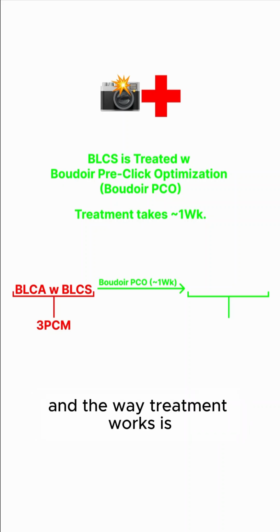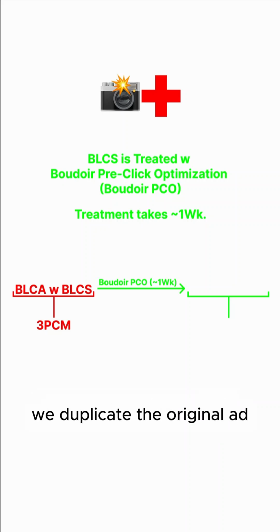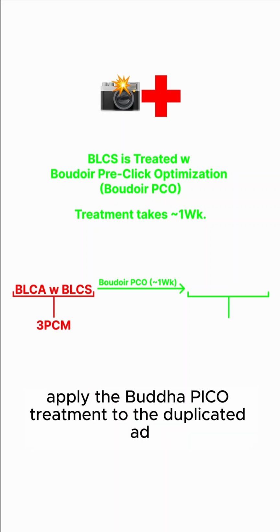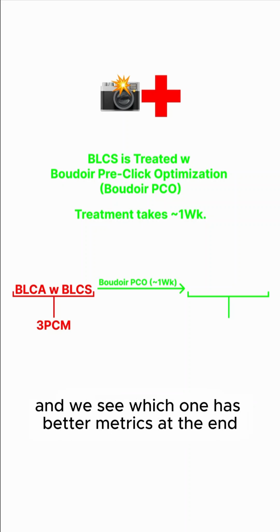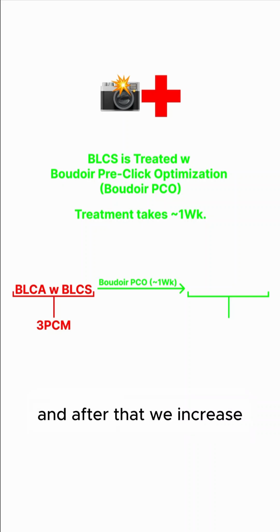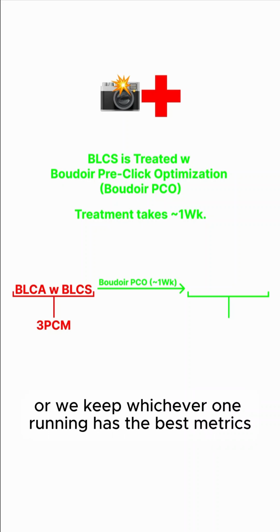And the way treatment works is we duplicate the original ad, leave the original ad as it is. We apply the Boudoir Pico treatment to the duplicated ad, leaving the original untouched. And we run them both in parallel and we see which one has better metrics at the end. On average, it takes about a week. And after that, we keep whichever one running has the best metrics.